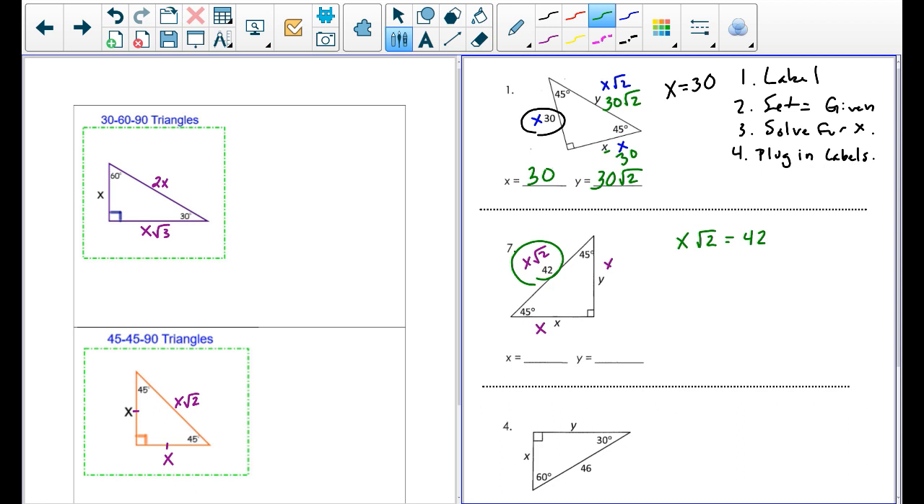And then you're going to divide, right? Solving for x. So solve for x. This is x times square root of 2. So we're just dividing here by square root of 2. So those cancel. Okay?